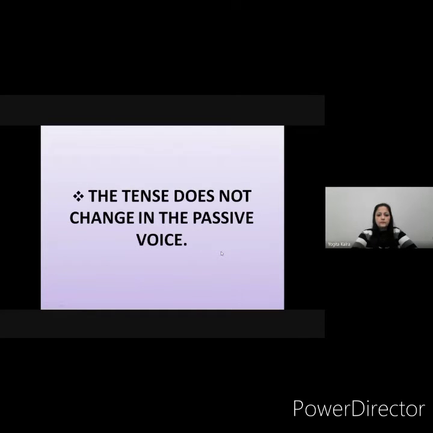Right? The tense does not change in the passive voice. So we have to keep it in mind that while changing the active voice into passive voice, we will not change the tense, children. If it is in the simple present tense, the same tense will remain in the passive voice as well.